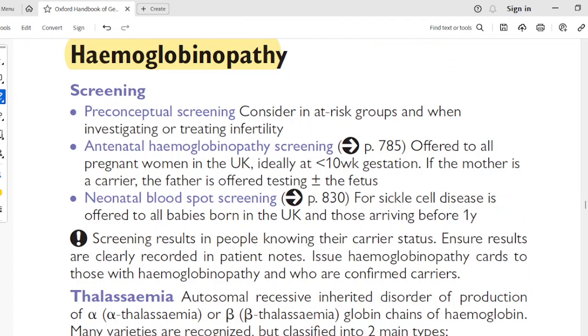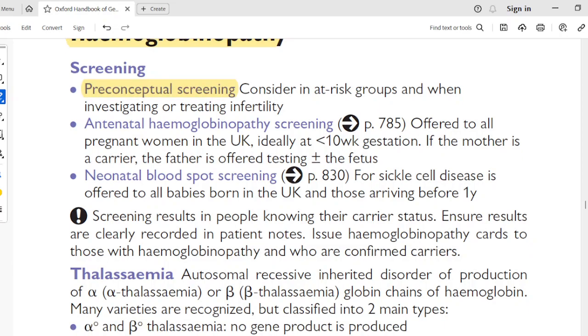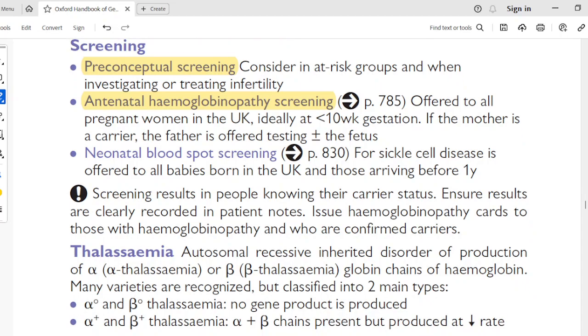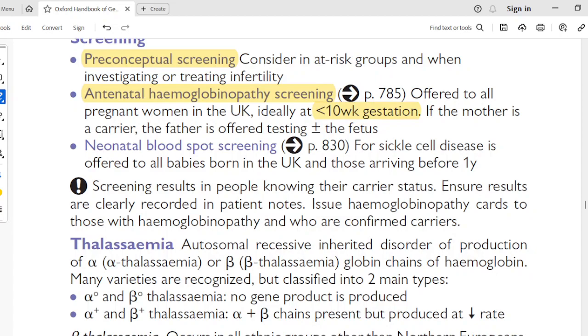Screening. Preconceptional screening for hemoglobinopathy is considered in at-risk groups and when investigating or treating infertility. Antenatal hemoglobinopathy screening is offered to all pregnant women in the UK, ideally at less than 10 weeks gestation, that is at the booking visit. If the mother is a carrier, the father is offered testing, plus or minus fetal testing.